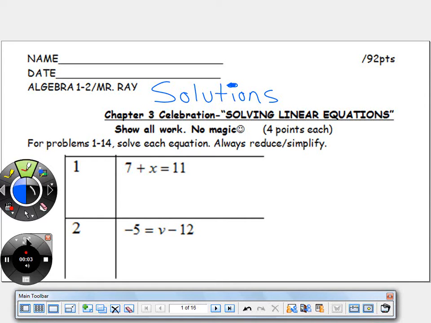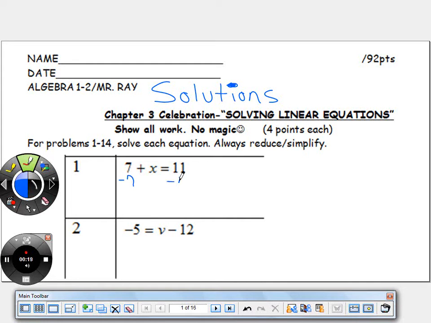Okay, I'm going to start solving all these problems from the Chapter 3 celebration, and that way if you study all these solutions, maybe you can do a little bit better on the next celebration. Alright, so the first one, of course all you do there, you want to get the x by itself, so subtract 7, so that'll cancel out, and so x equals 4.